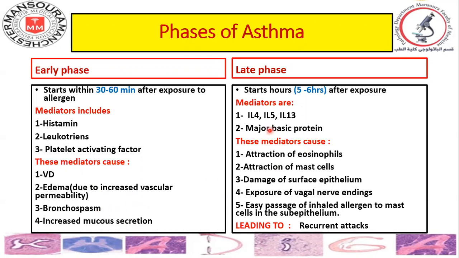While the late mediators are the interleukins 4, 5, and 13, and the major basic proteins. These mediators attract more and more inflammatory cells, in addition to mast cells, predominantly eosinophils. This leads to damage of the surface epithelium with exposure of the underlying nerve endings. This damage of the surface epithelium also allows easy passage of the allergen directly to the mast cells in the subepithelium. Exposure of the surface epithelium leads to recurrent attacks of asthma.